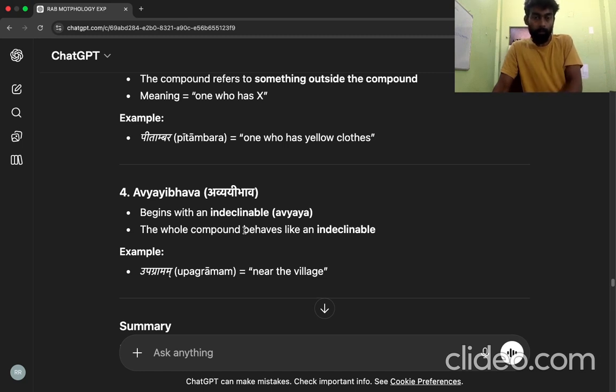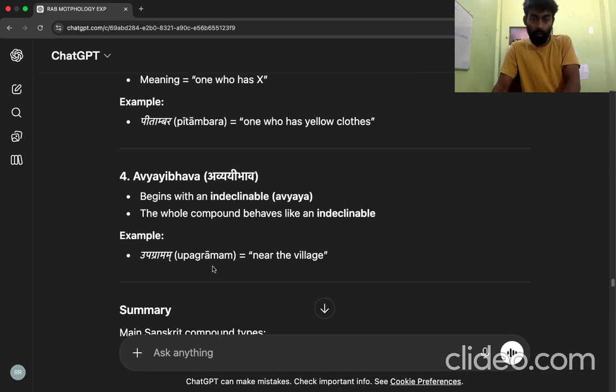indeclinable. The whole compound behaves like an indeclinable, like upagramam, near the village. Aham upagramam asmi, meaning I am near the village. It begins with an indeclinable, avyaya. The whole compound behaves like an indeclinable. Example: upagramam equals near the village.